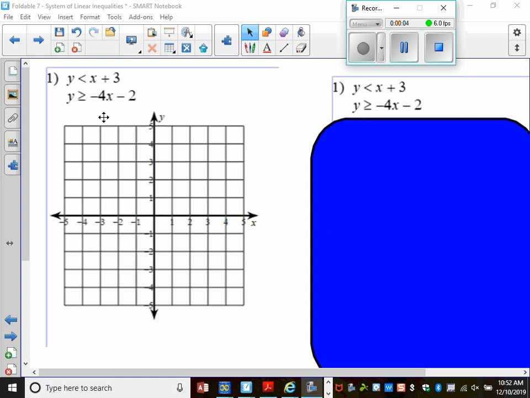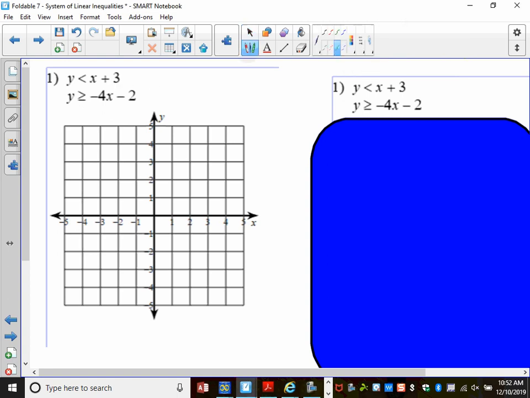Two inequalities. And this one does not have an equal sign under it, so we know it's going to be a dashed line, and we know the second one will be a solid line. So we'll start graphing with the first one.